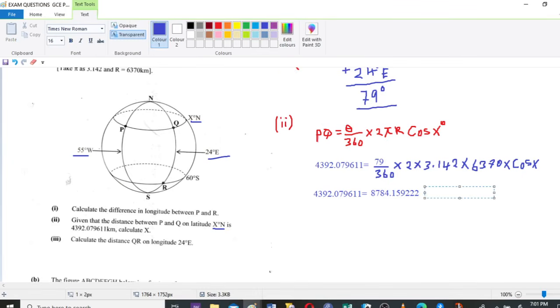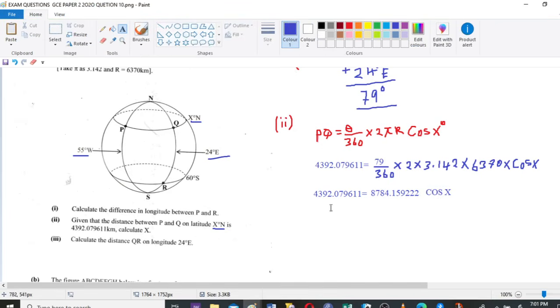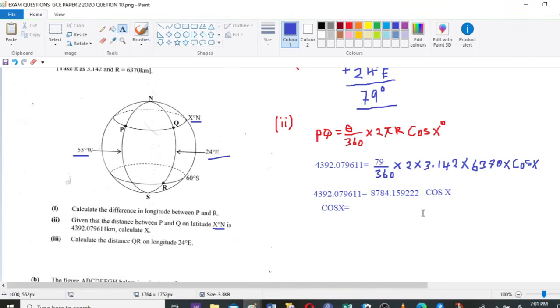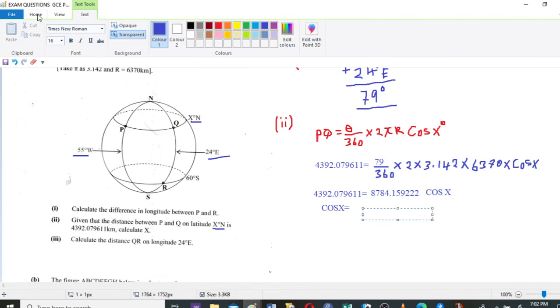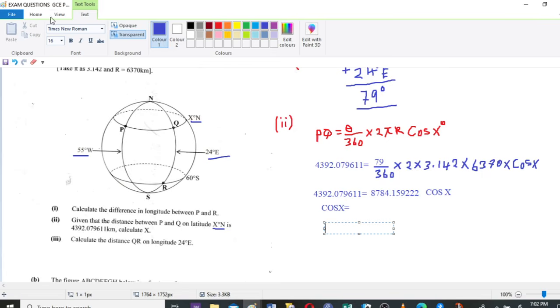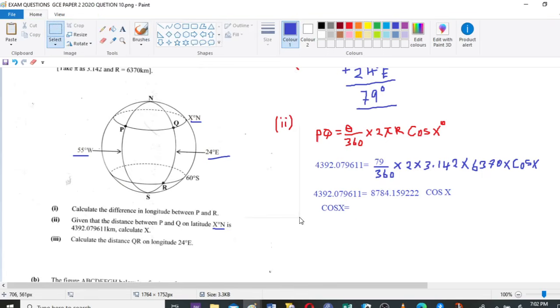Now we have that's cos x. Now making cos x the subject of the formula, you find that we're going to have cos x there. Okay, you get your cos x, that is after making cos x the subject of the formula. We are going to have cos x, then this side we'll have that number there.